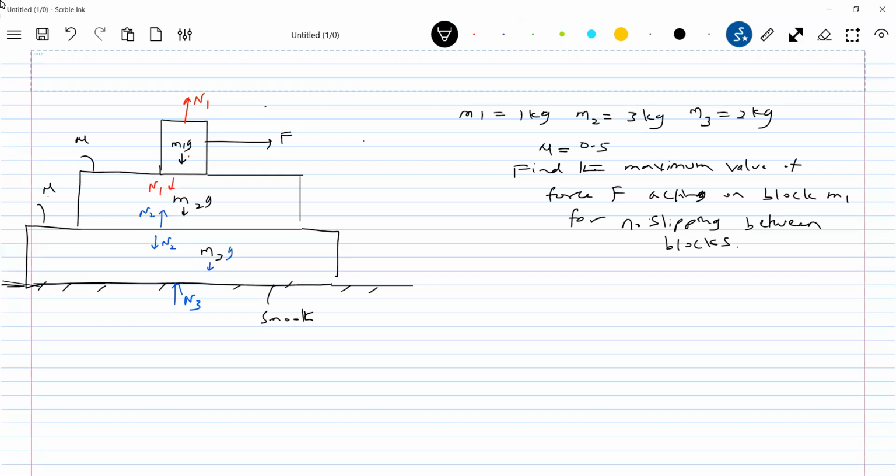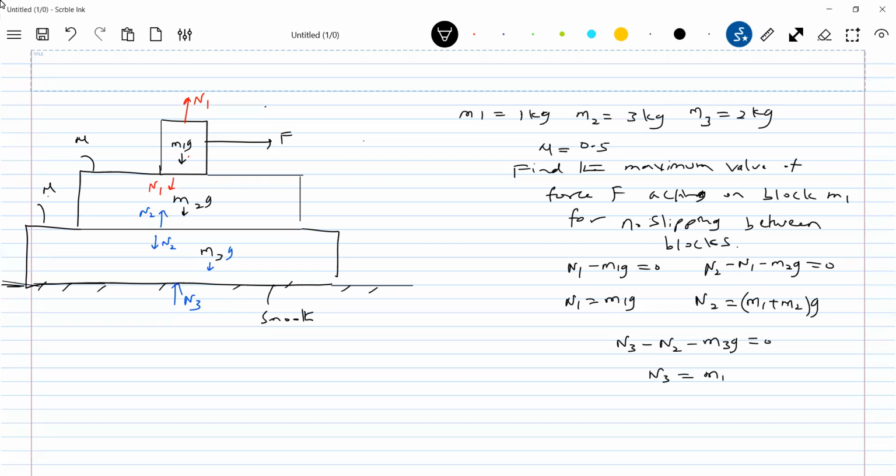Now, looking at the first block, N1 minus M1G equal to 0. N2 minus N1 minus M2G equals 0. So therefore N1 is equal to M1G. N2 is equal to (M1 plus M2)G. Then N3 minus N2 minus M3G equals 0. Substituting the value of N2, I'll get N3 is (M1 plus M2 plus M3)G. Like this, we'll get the normal reactions.